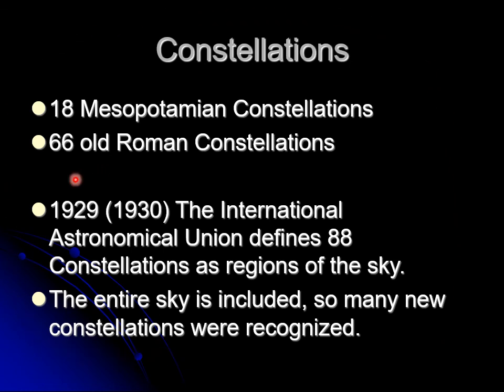this is what we have. This is the official group right here, 88 constellations. The IAU, the International Astronomical Union, this is international, all astronomers all over the world are part of this. And they're really the only ones that officially can name anything. And so they have defined 88 constellations in the sky.